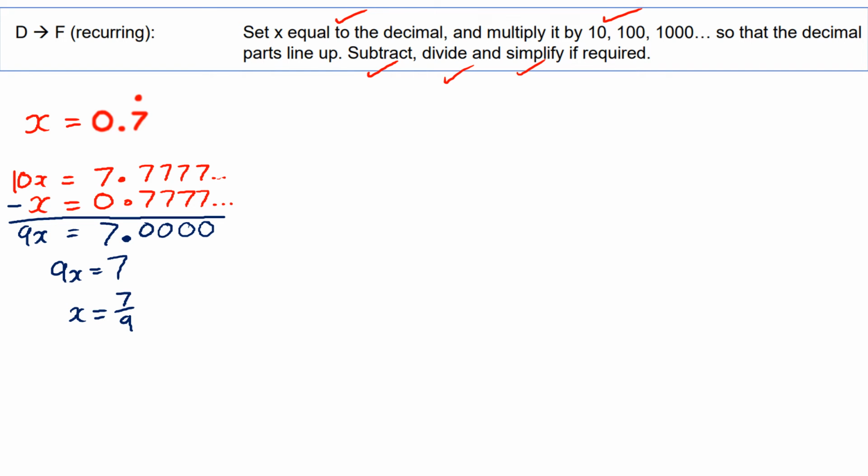So we set x equal to the decimal, multiply it up, subtract, divide, and simplify. It's quite a nice method, all told. Okay, here's another one. Maybe have a go at this one yourself.